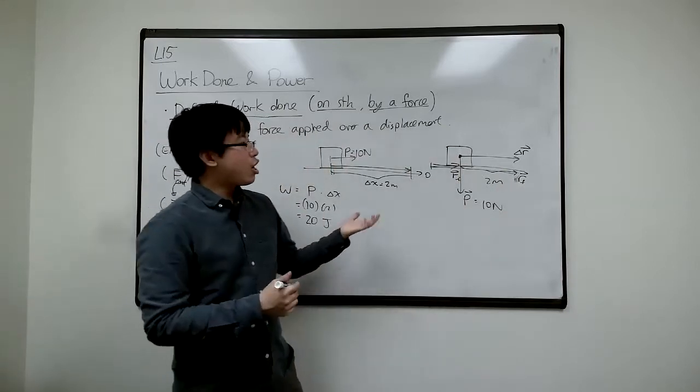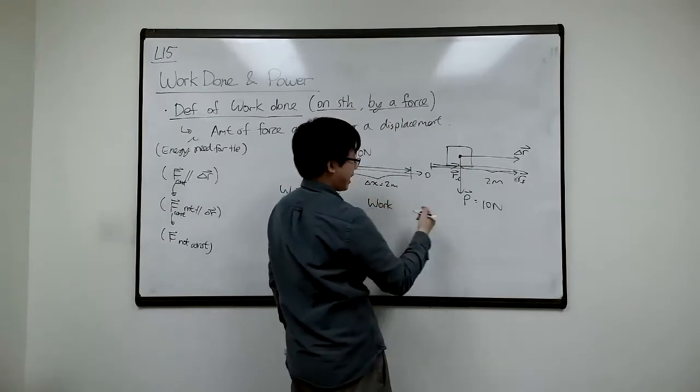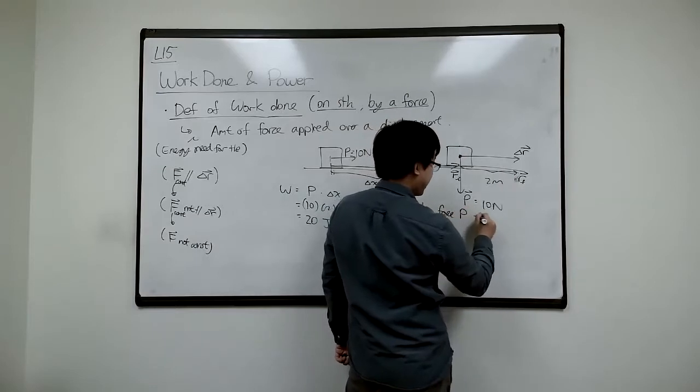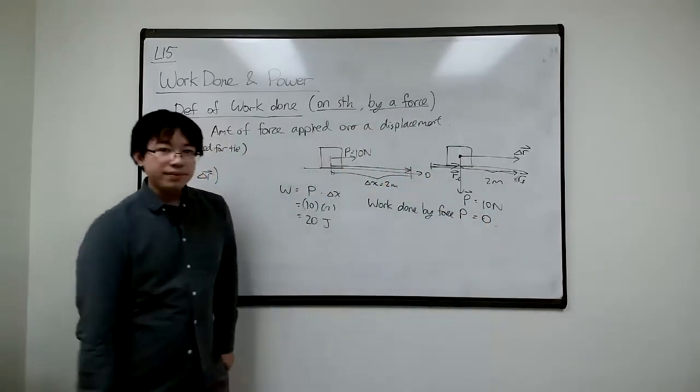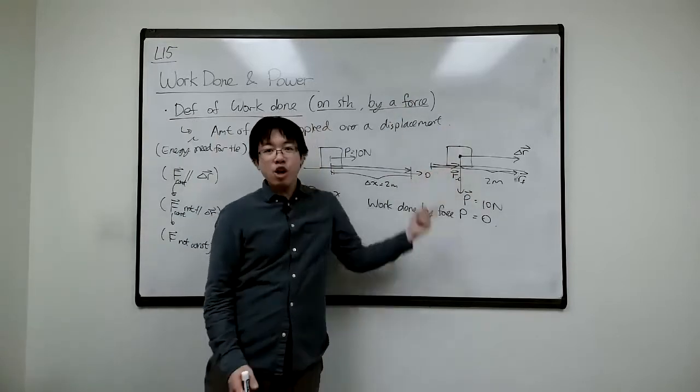So the work done, if I say it in English, the work done by the force P is equal to 0. It sounds counterintuitive because I'm pushing P downwards, but it's not going downwards.